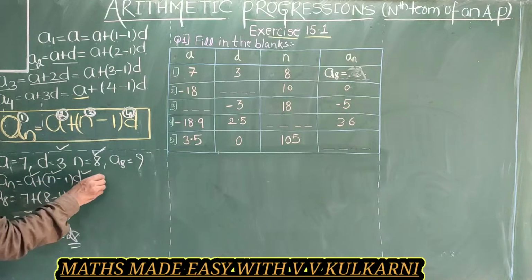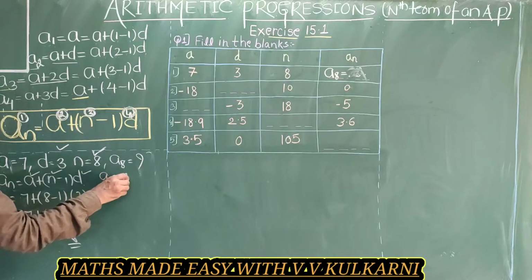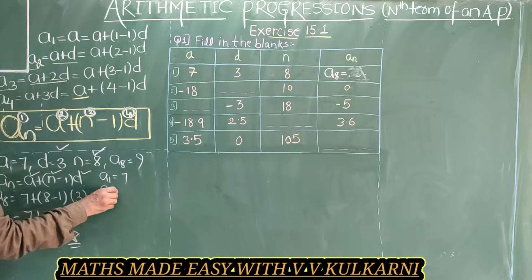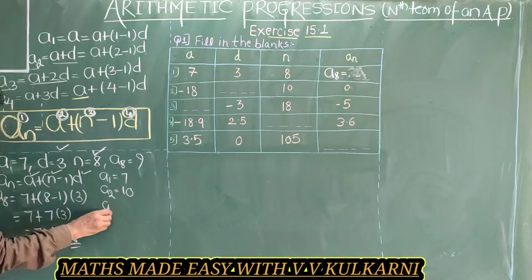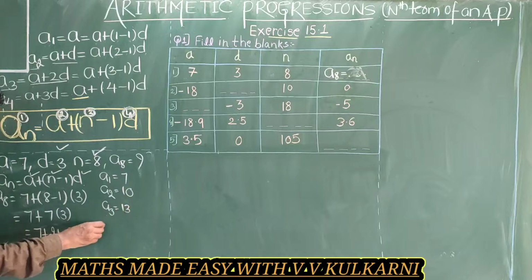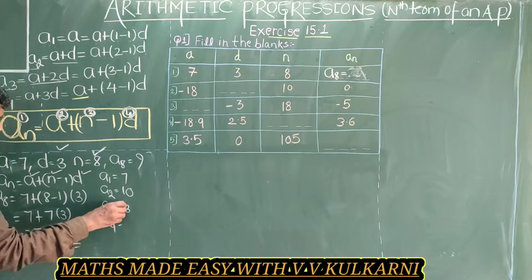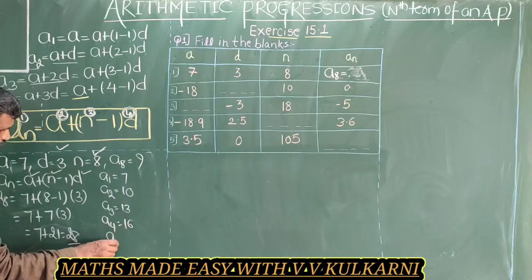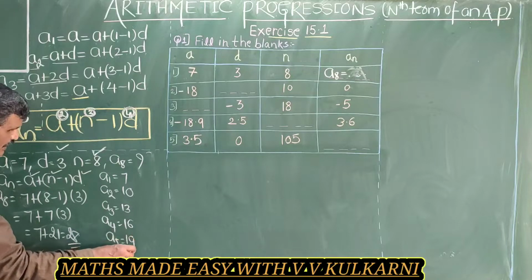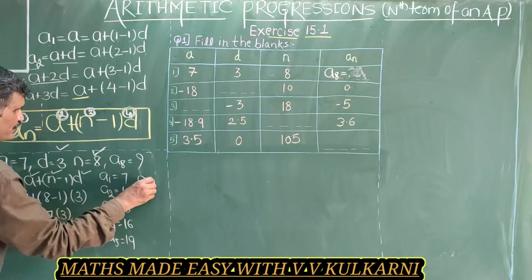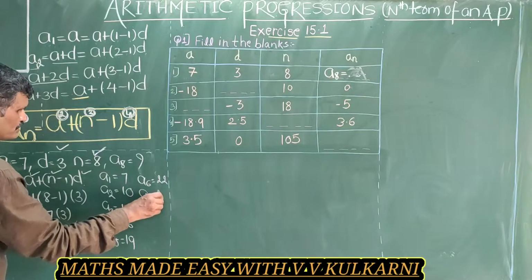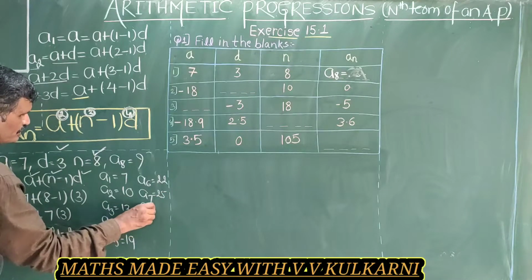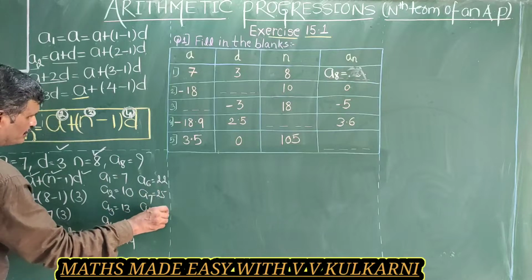Now what is the long method? Sir, the first term is 7. The second term will be 7 plus 3, 10. The third term will be 10 plus 3, 13. The fourth term will be 13 plus 3, 16. The fifth term will be 16 plus 3, 19. The sixth term will be 19 plus 3, 22. The seventh term will be 22 plus 3, 25. The eighth term will be 25 plus 3, 28.